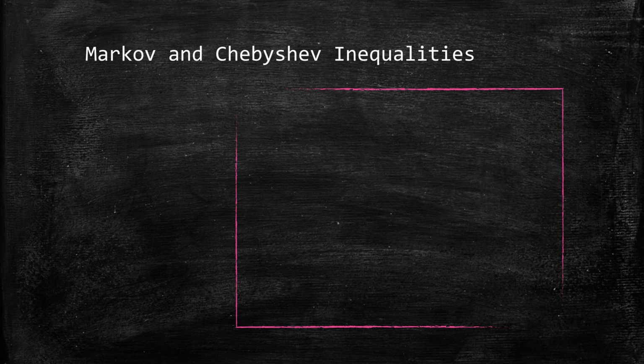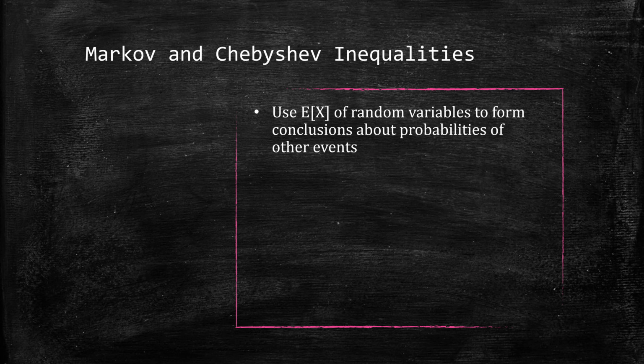Hello everyone! This video is going to focus on Markov and Chebyshev inequalities. These inequalities have some great uses in statistics, and to start off, we can use expectations of random variables to form conclusions about probabilities of other events for that variable using these inequalities. And these are great too because we don't have to know the distribution. But we do need our variables to be random variables, non-negative or greater than 0, and finite, with finite expectations.